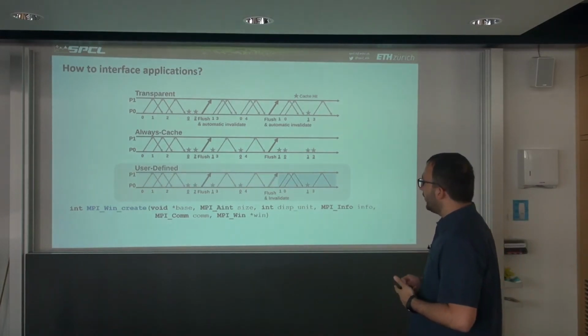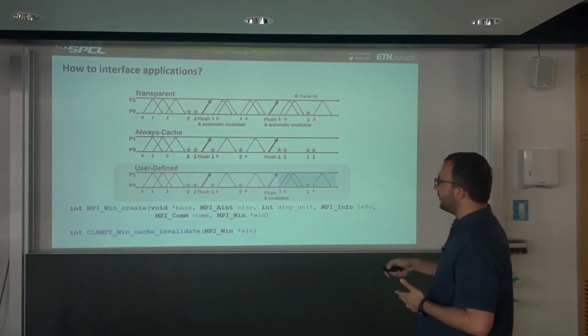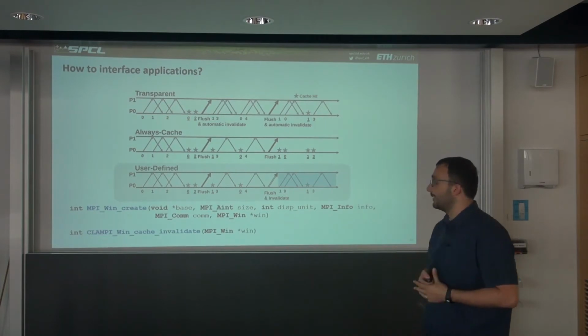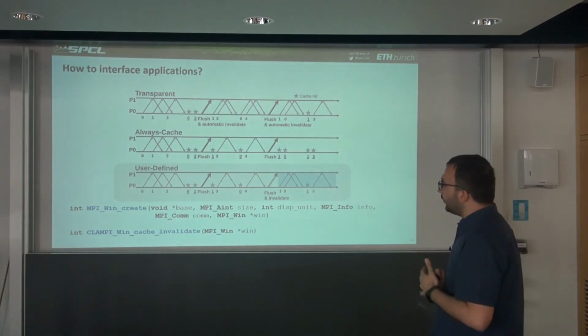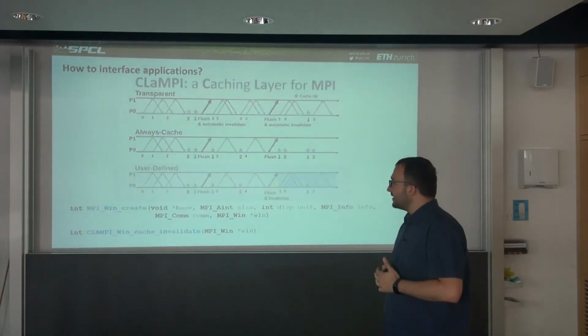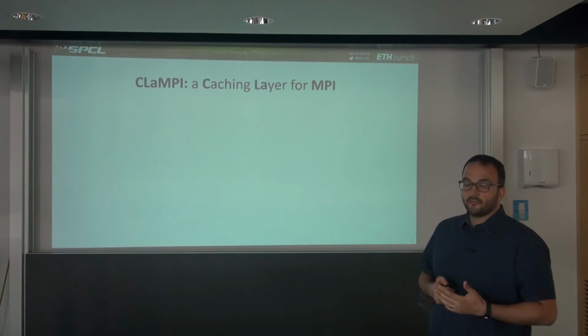For this, we introduce a new call, CLaMPI win cache invalidate, where you just pass the MPI win that you want to invalidate. But what does CLaMPI stand for? CLaMPI stands for a caching layer for MPI.